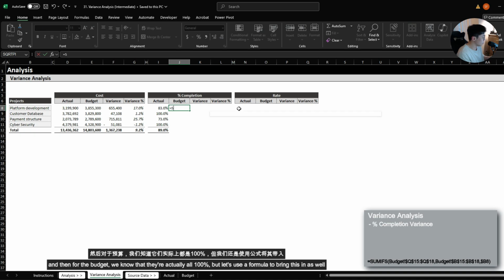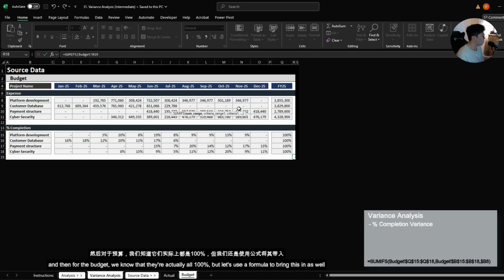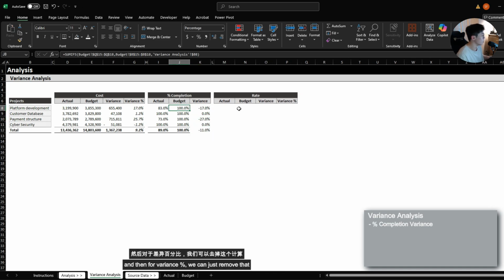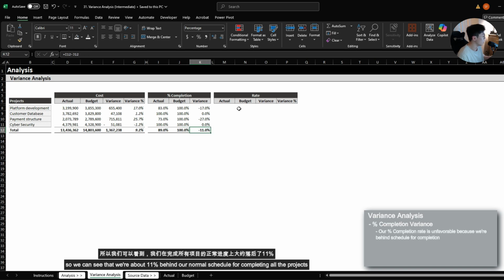And then for the budget, we know that they're actually all 100, but let's use a formula to bring this in as well. And then again, the variance, this time we're going to do actual minus budget because if we are under the budgeted completion rate, it's not a good thing. And then for variance percentage, I think we can actually just remove that. So we can see that we are about 11% behind our normal schedule for completing all the projects.